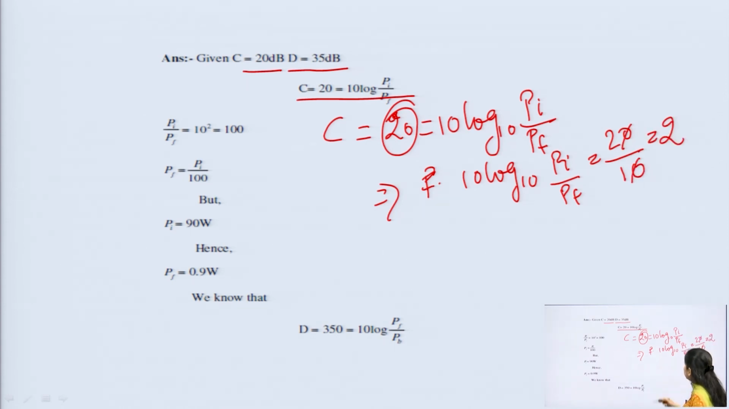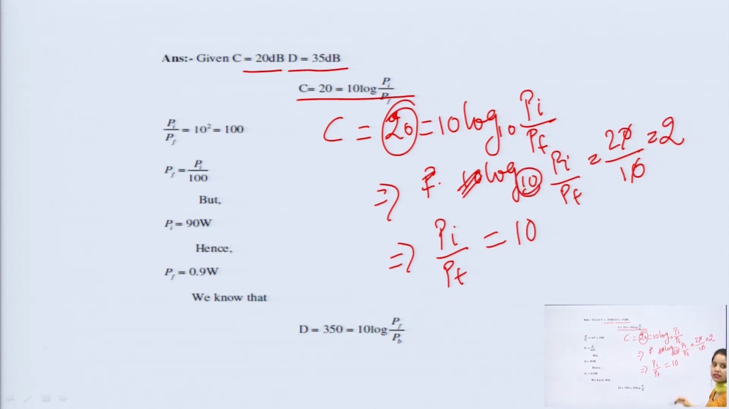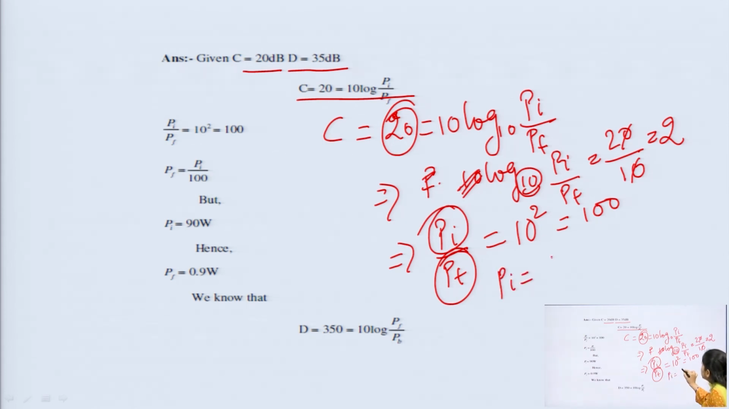Now, I am taking this 10 here also only. Now, for getting the Pi upon Pf, this base is 10, that is why 10 squared, that is equal to 100 now. Pi upon Pf is equal to 100 and what is available with us? Pi is available with us and we have to calculate Pf. So, what we will do? We will write Pi is equal to what is given in the numerical here, that is equal to 90 watt.